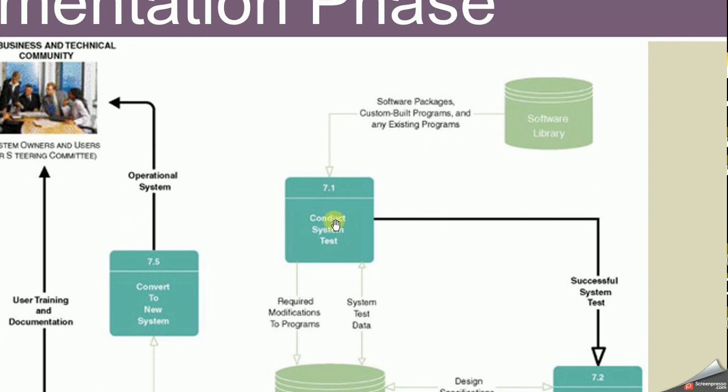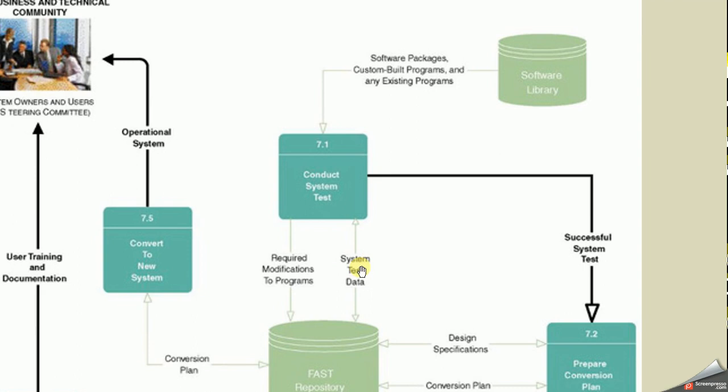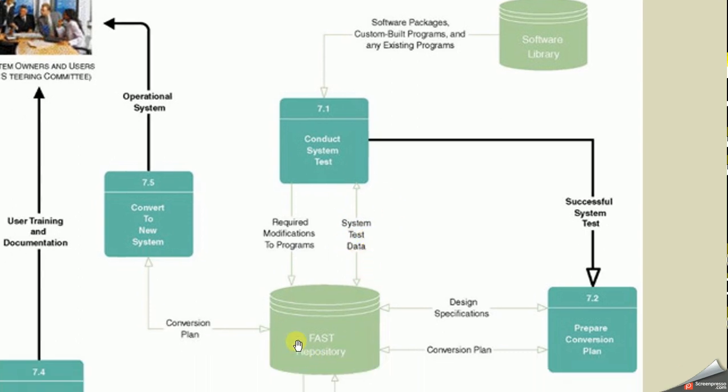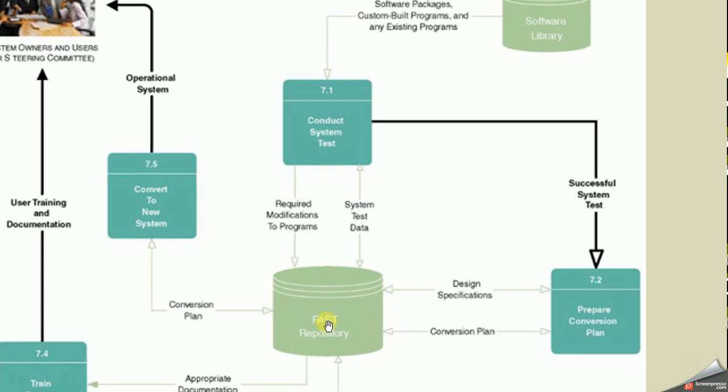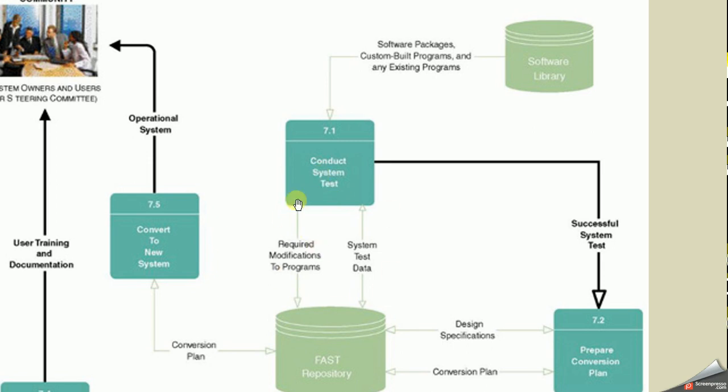So in the conduct system test phase, we take software packages, custom-built programs, and existing programs. All the programs are taken from the software library. System test data is taken from the repository. The testing is performed, and if any program fails a test, the required modifications to the program are stored in the repository, and we may go back to the design phase or the development phase to fix these problems. It will keep repeating till all the systems have passed this test.